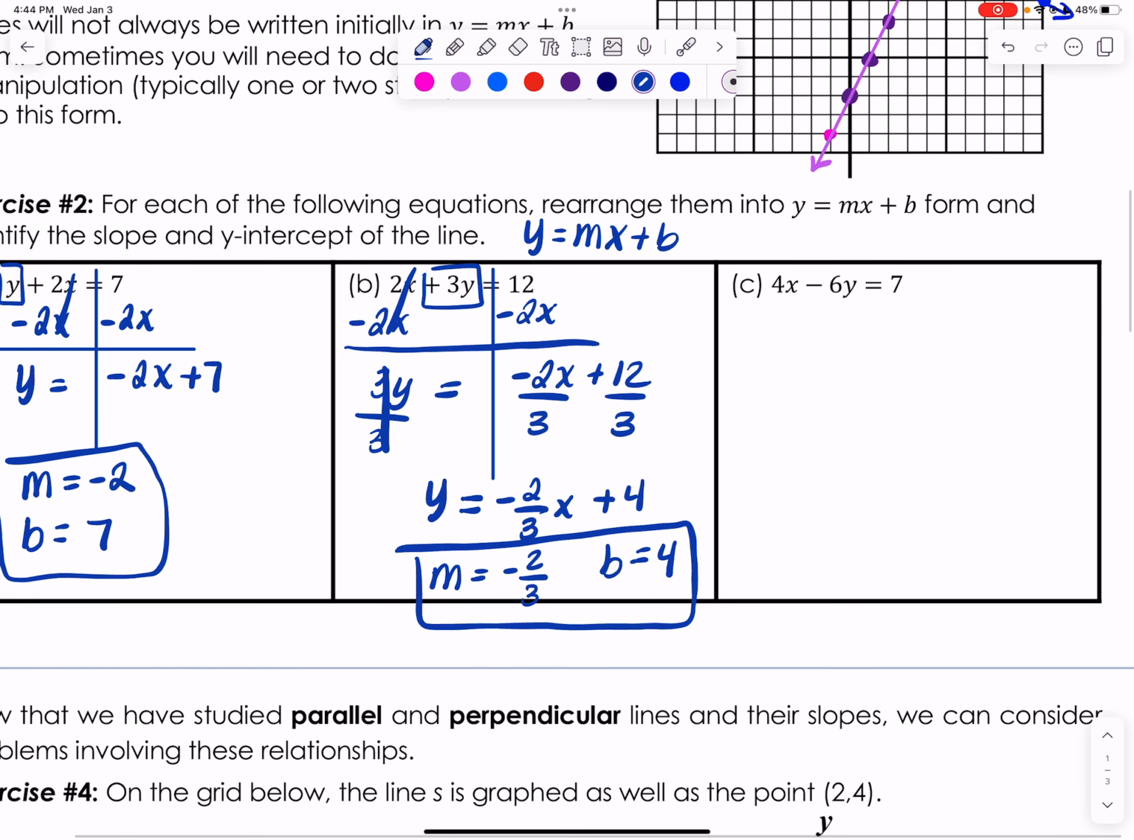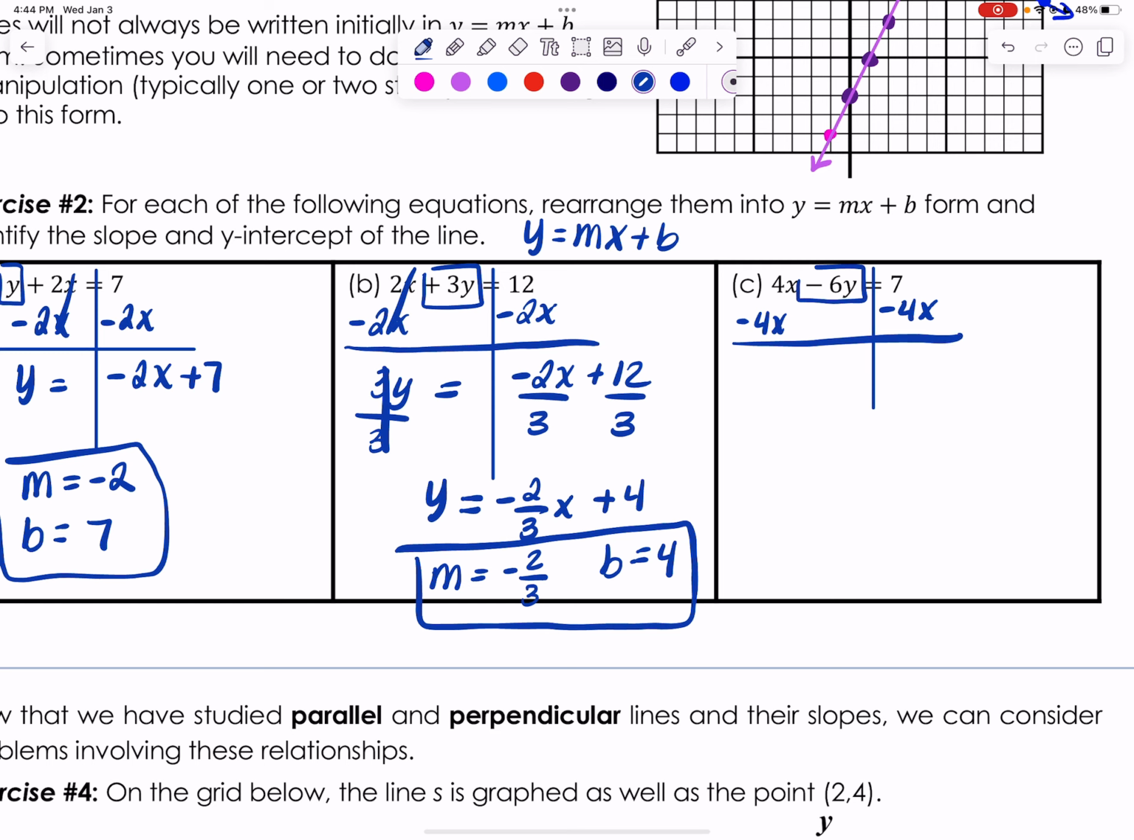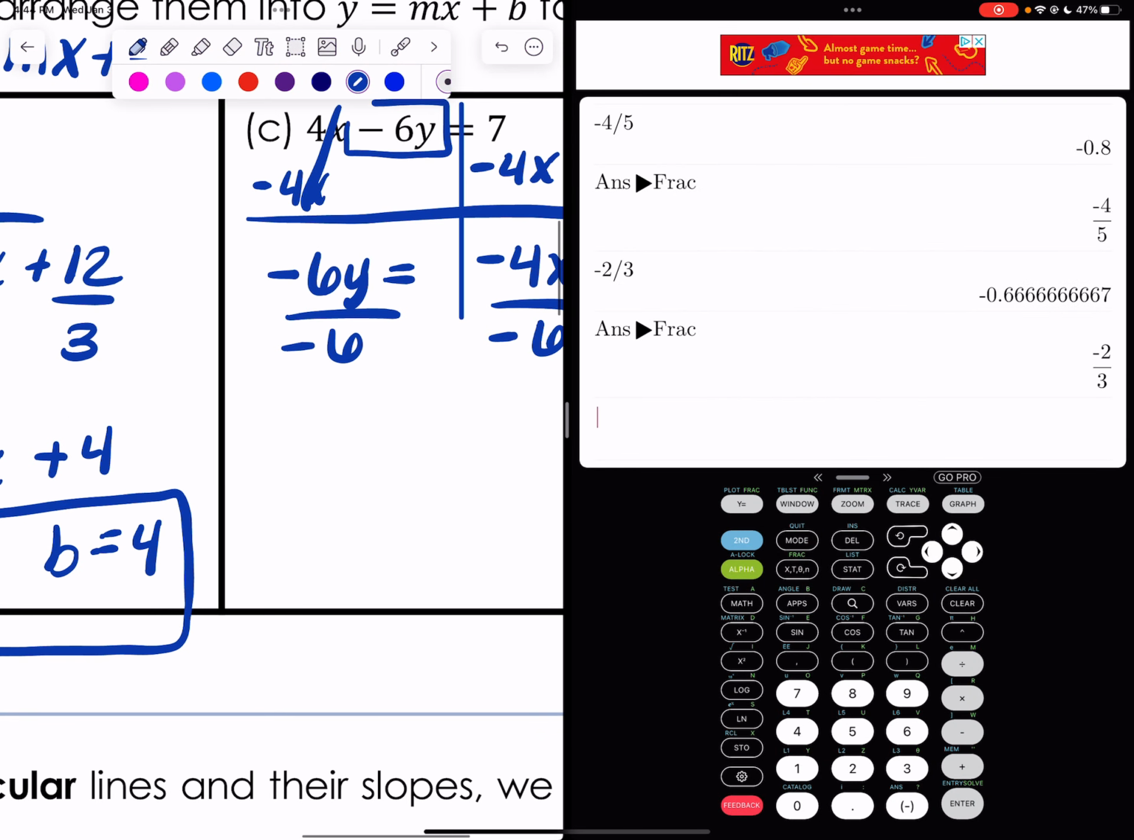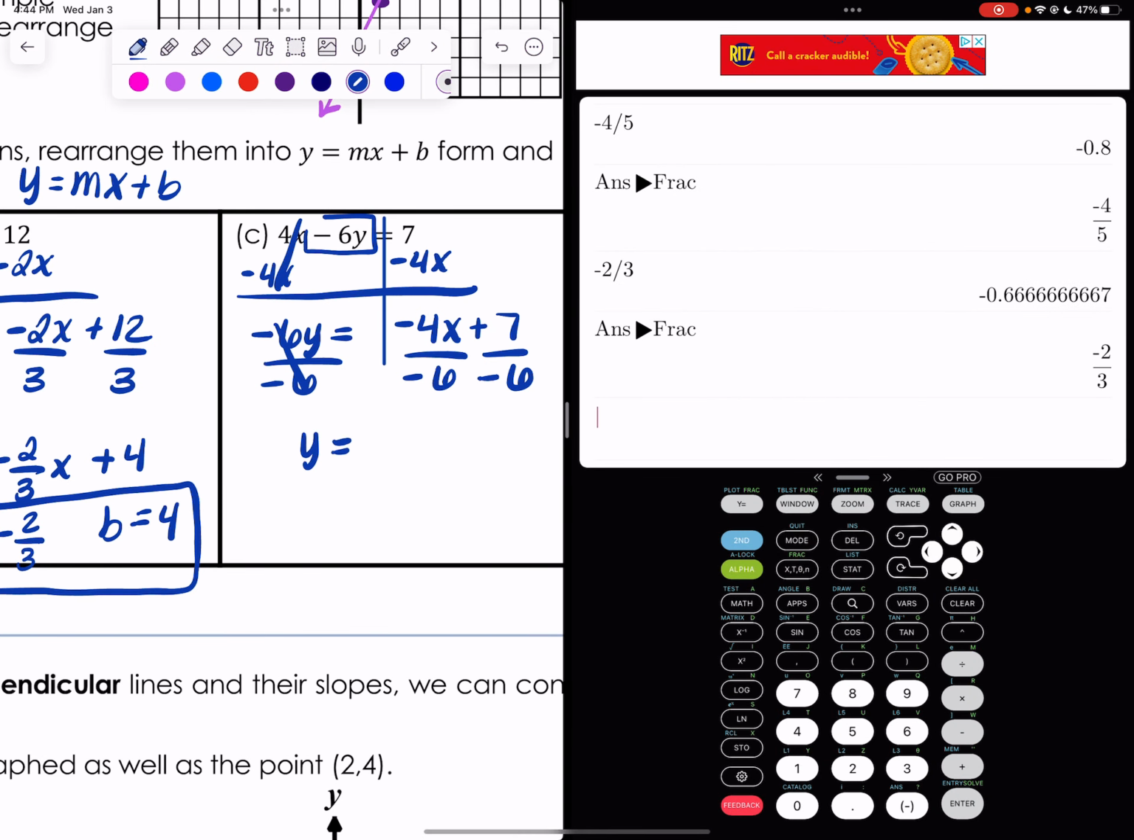Now let's look at C. For C, we do the exact same thing. Box that negative 6y. How do we bring the 4x over? We subtract it. So I now have negative 6y equals negative 4x plus 7. And now we divide by a negative 6 to every single term. My negative 6s cancel right there. So now I have y equals, I'm now going to do negative 4 divided by negative 6. Math, enter, enter. And I get 2/3.